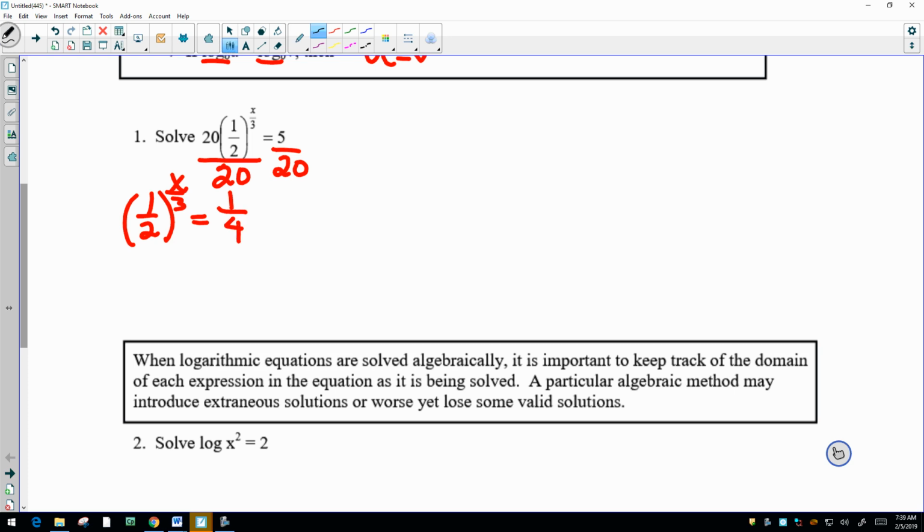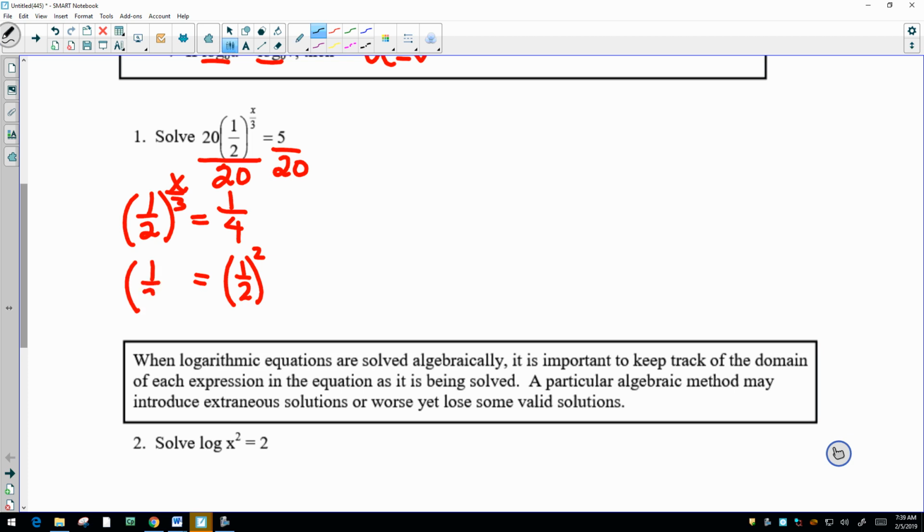Now, like our concept up above, if I can have my bases be the same, then I can set my exponents equal. So I want to think, how do we get the bases equal? I always try to reduce, try to make smaller. Even though these are fractions, they work the same way as if they were whole numbers, like a base 2 and a base 4. So I'm going to take this 1/4 and rewrite it as 1/2 squared. If I square a fraction, I square both the numerator and the denominator, which still produces that 1/4.